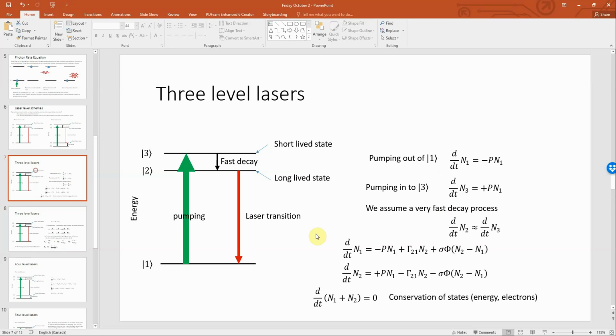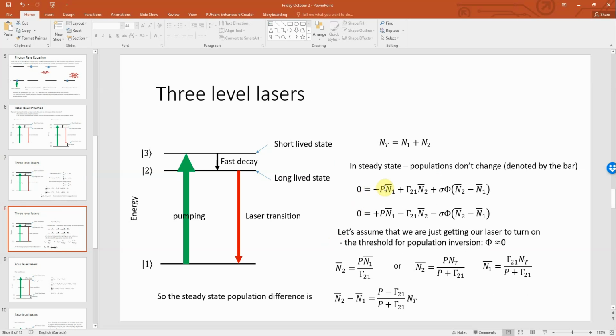Well, in that case, the rate of change of these populations is going to be 0. And so now we have the steady state population of n1, which is denoted by this bar, and n2, which is denoted by this bar. So now all you need to do is make the substitution, and we're going to look at just the threshold for population inversion. Later on, we'll get into the general case of having intensity. But for now, we're just going to say the threshold for population inversion is when this is just starting.